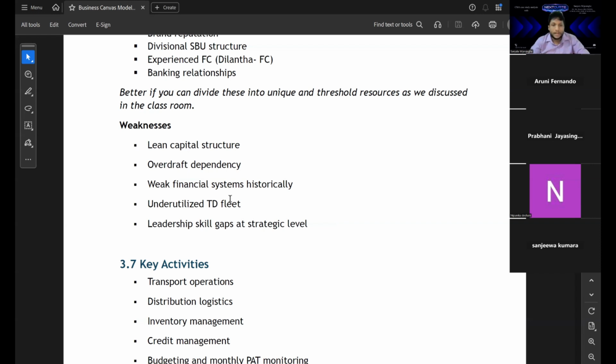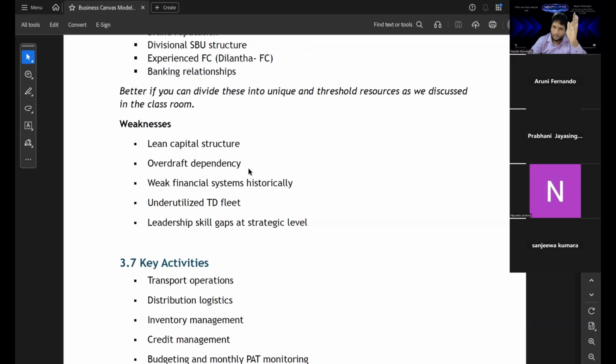Okay, anyway, I will tell you. Weak financial system historically is also there. Now you see, after identifying these weaknesses, you need to implement strategies to reduce and eliminate these weaknesses. That is called redesign of the business.